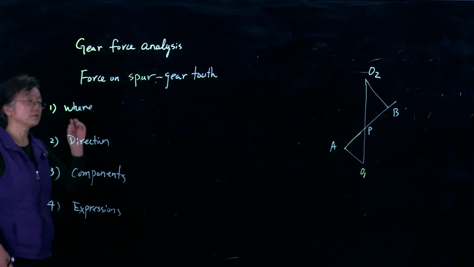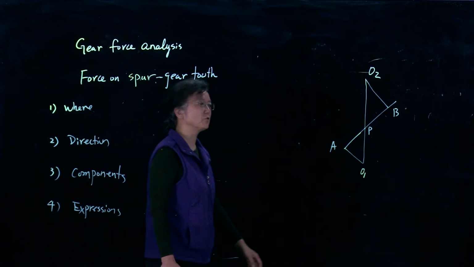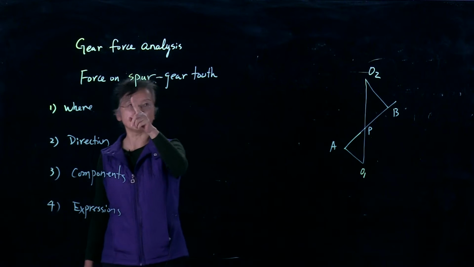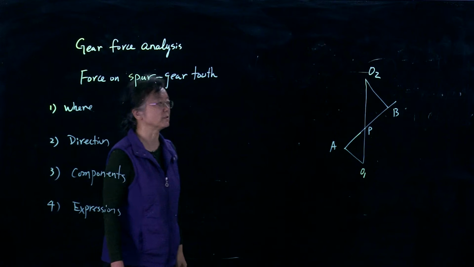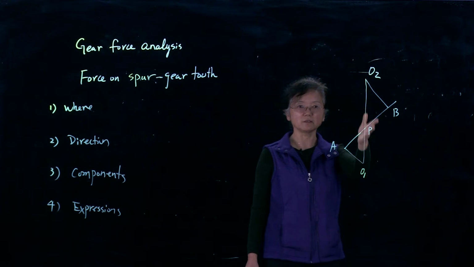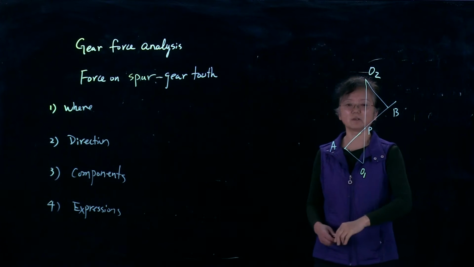Now, let's go ahead with gear force analysis. First, let's talk about the force on the spur gear 2 surface. Here we don't have to show the gear sets anymore. You see, this is the gear triangle. Basically, it shows all the important things.